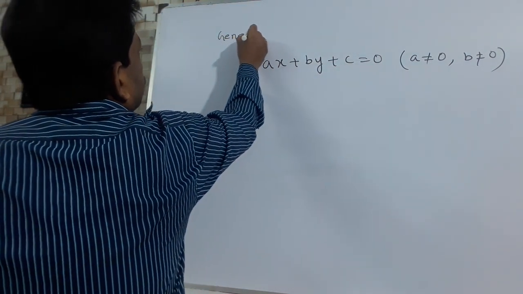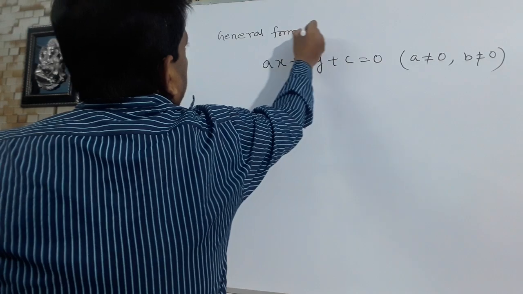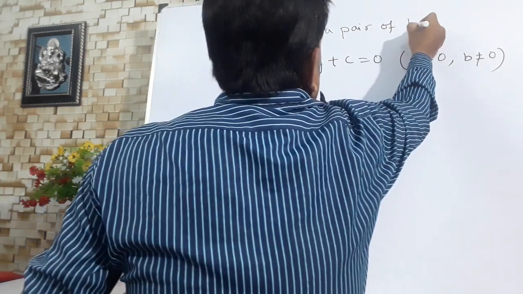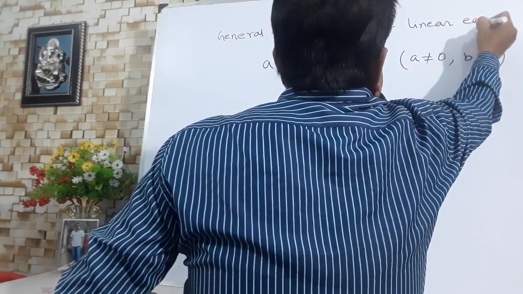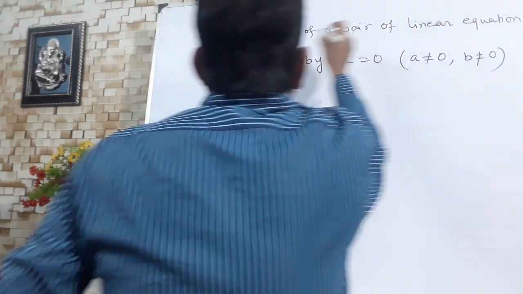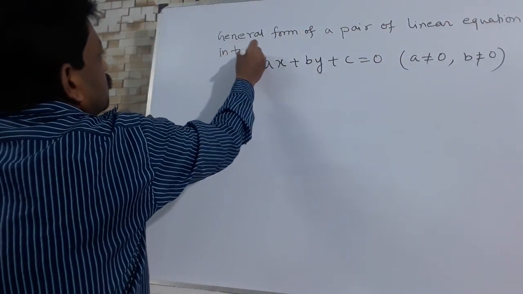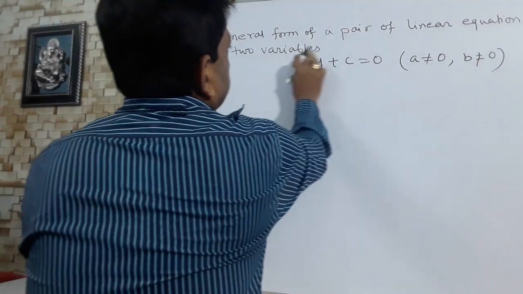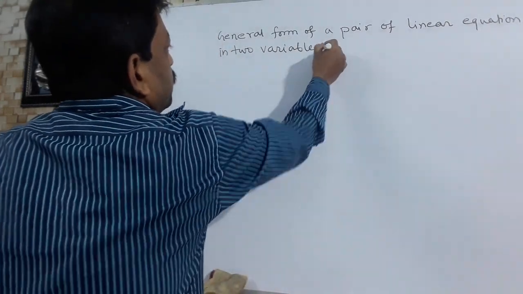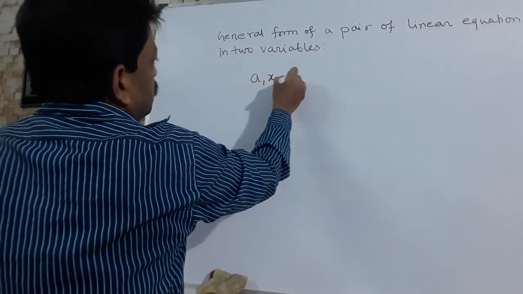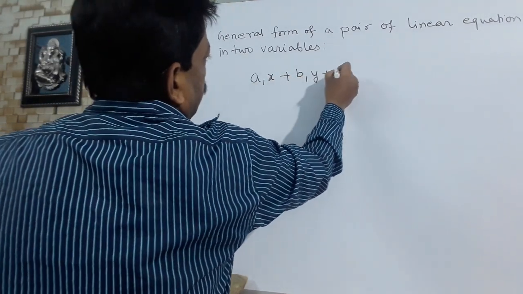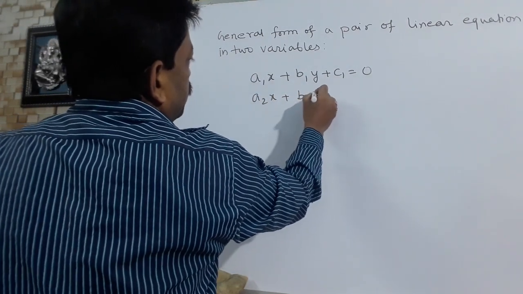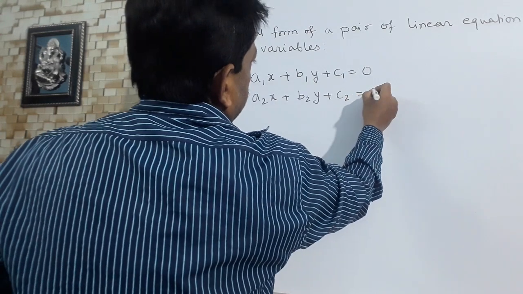General form of a pair of linear equations in two variables. It is generally represented as a1x plus b1y plus c1 equals 0 and a2x plus b2y plus c2 equals 0.